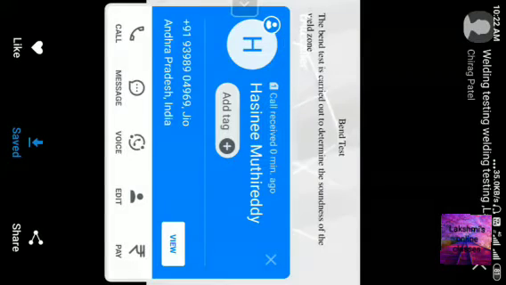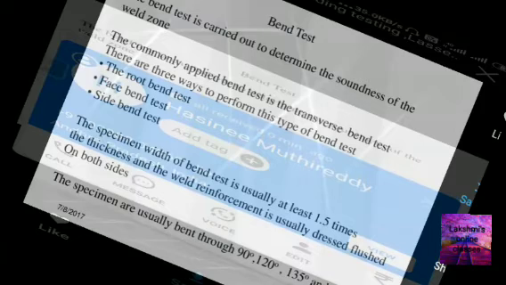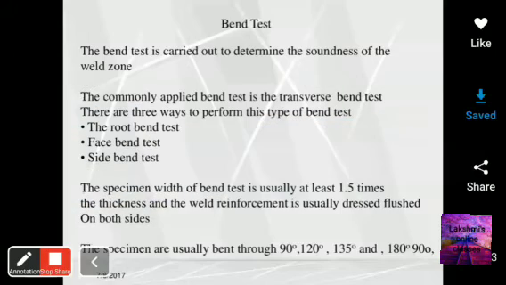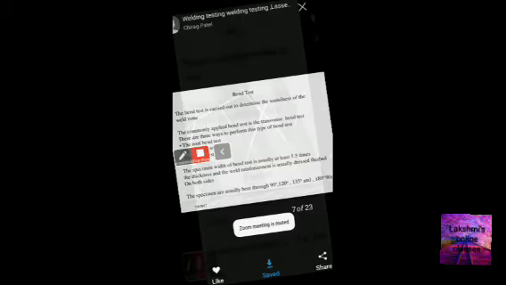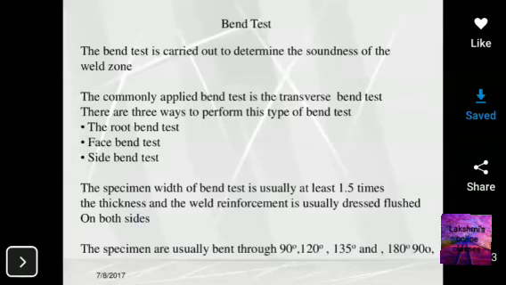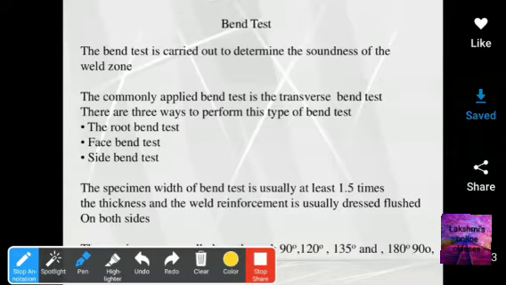Coming to the bend test. The bend test is carried out to determine the soundness of the weld zone. The commonly applied bend test is the transverse bend test. There are three ways to perform this type of bend test: one is the root bend test, second is the face bend test, and third is the side bend test.